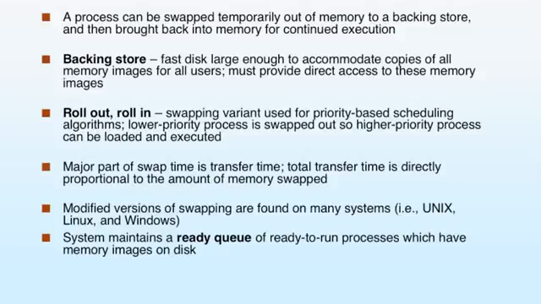Modified versions of swapping are found in many different operating systems: Unix, Linux, and Windows. The Windows system actually uses a swap drive. You can configure it in your advanced options, in the environment variables of the system, in your control panel. You can turn swapping on and off.